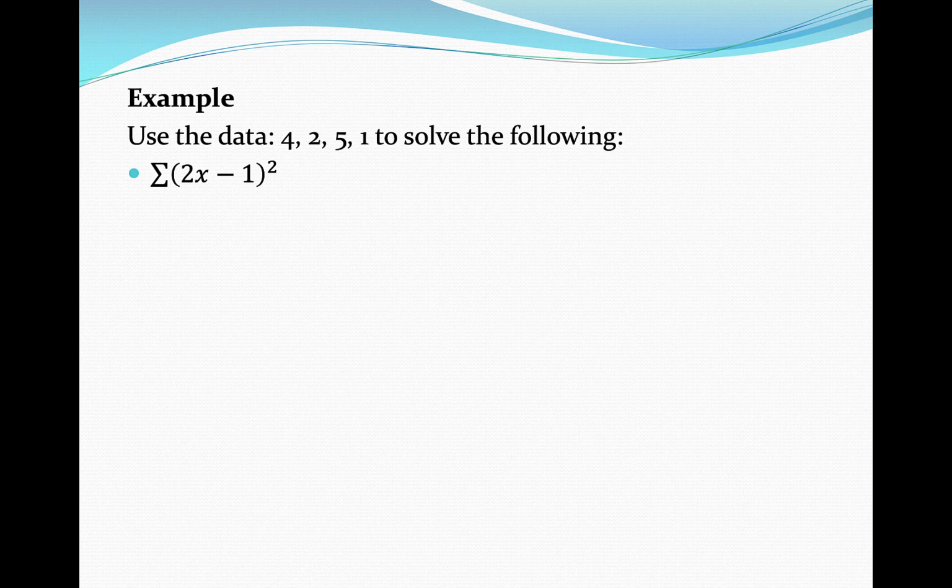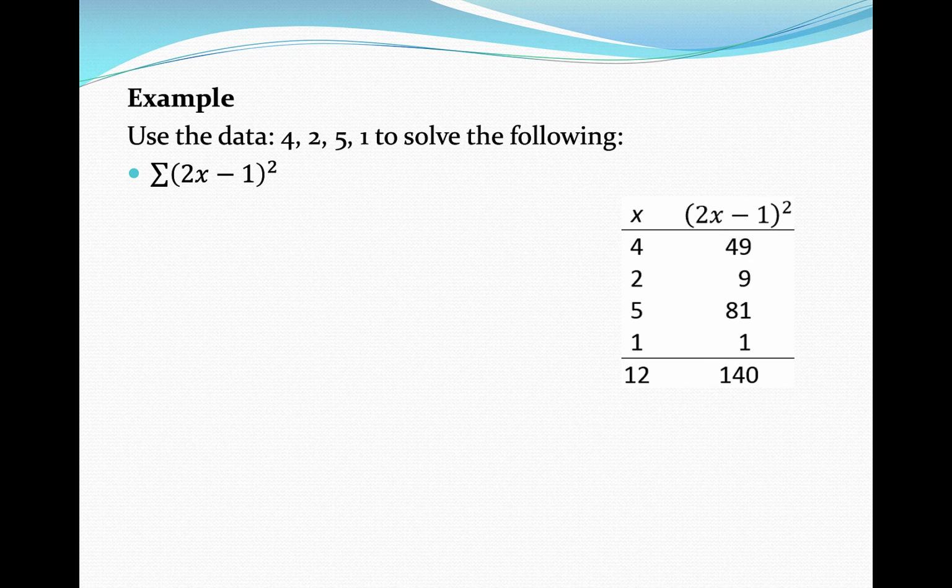So in order to create the table, it's really nothing different. You just have a list of your x values, and then you have a list of 2x minus 1 quantity squared values. So if you plug in 4 in here for x, you get 2 times 4, which is 8, minus 1 is 7. You square 7, you get 49. So when x equals 4, 2x minus 1 quantity squared is 49. When x equals 2, 2x minus 1 quantity squared is 9, and so on.